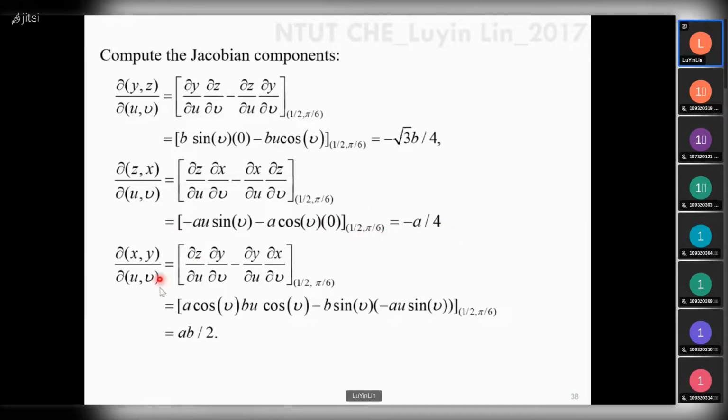Similarly, partial xy, partial uv is for the z direction, for k. So again, you calculate and put 1 over 2 and pi over 6 inside. Last, you will get this one.